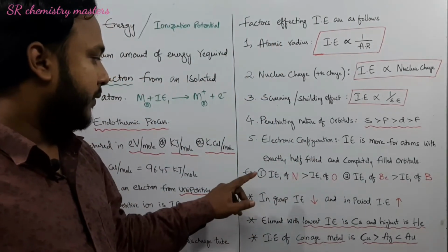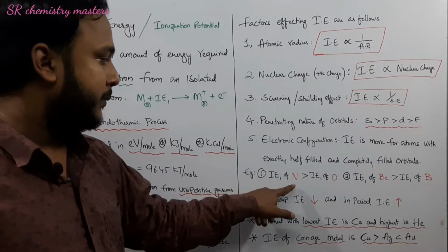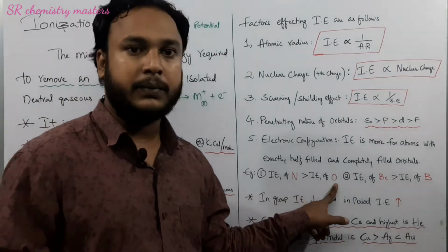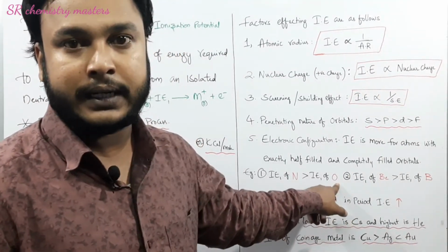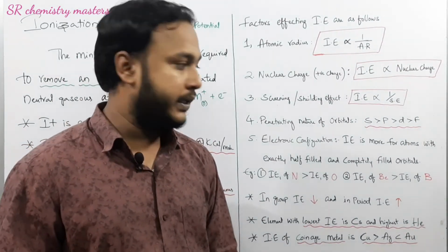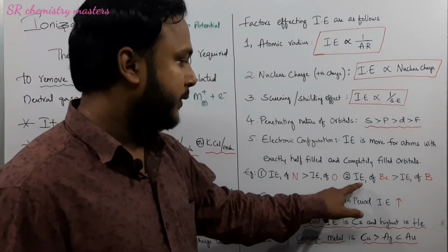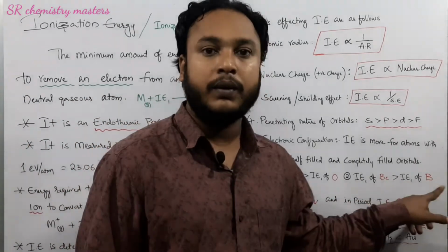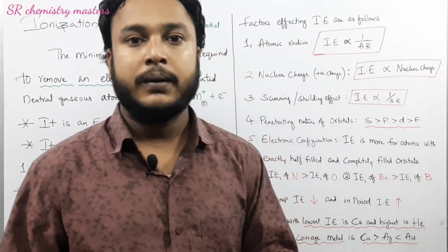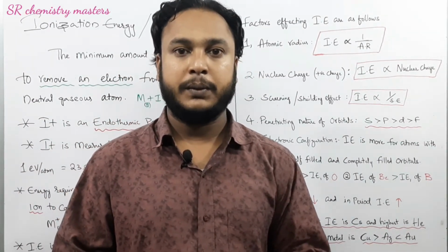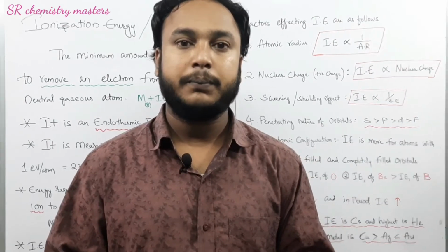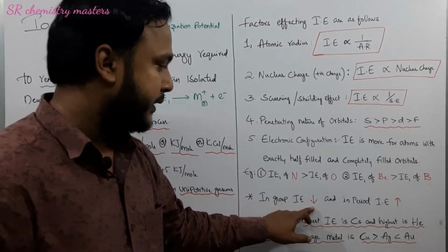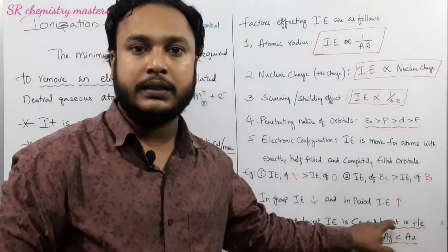Remember, first ionization energy for nitrogen atom is greater than that of oxygen atom. The reason is nitrogen atom has half filled electronic configuration. As another example, the first ionization energy for beryllium is greater than the first ionization energy of boron. The reason here is beryllium has completely filled s orbital, so it has extra stability when compared to boron atom. Remember, in a group ionization energy value decreases and in a period ionization energy value increases.